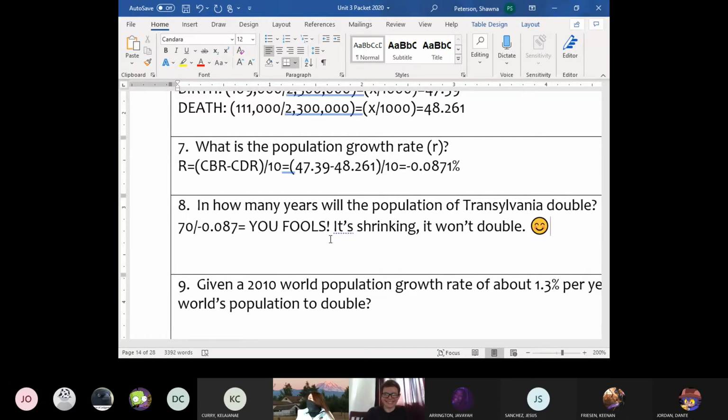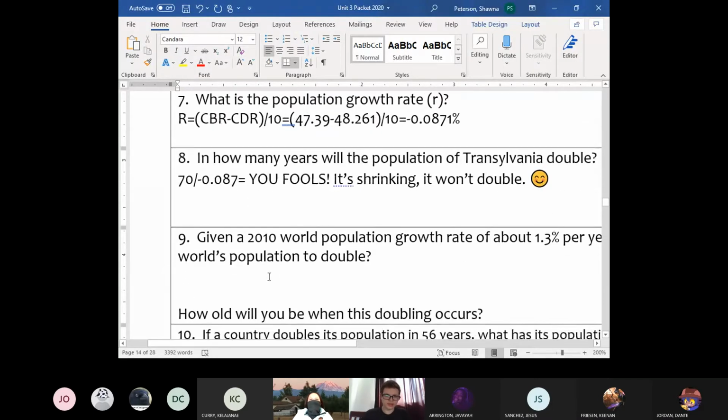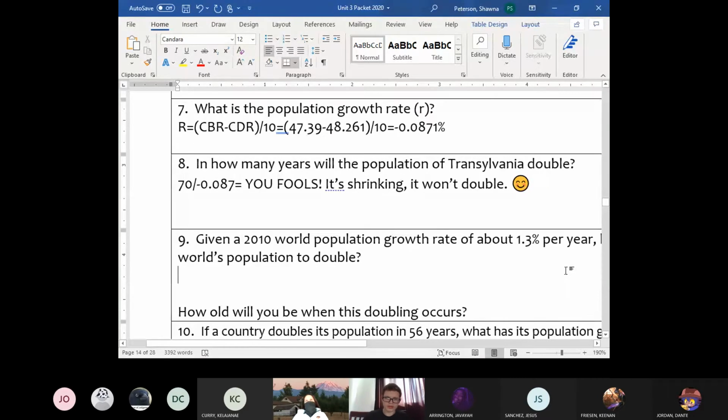You can't have negative time. Yeah, anytime you have a shrinking growth rate, you're not going to be able to use the rule of 70 for doubling.